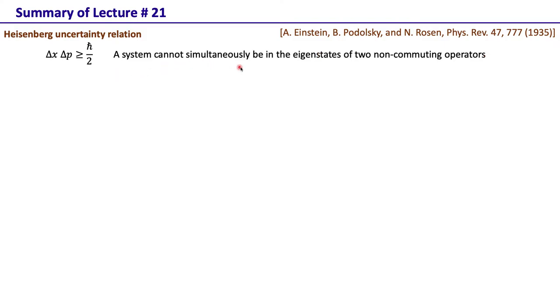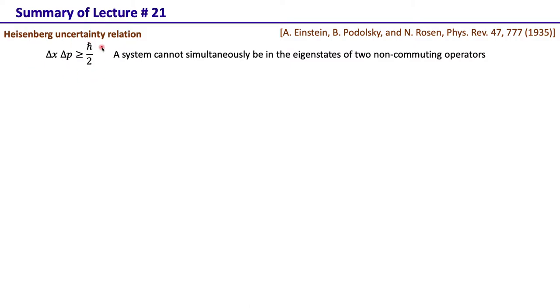The way this paper goes is that first they were talking about the Heisenberg uncertainty relation, which is one of the very basic principles of quantum mechanics, at least in the context of one particle systems. It basically says that a system cannot simultaneously be in the eigenstates of two non-commuting operators. For example, position and momentum are two non-commuting operators. A given system can be in the eigenstate of either position or momentum, but it cannot be in an eigenstate of both these operators at the same time.